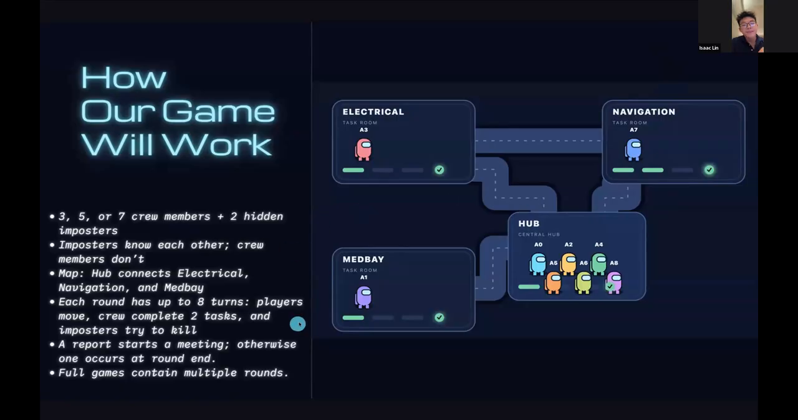The crew members have three options of what they can do. One is to do a task, one is to move to another room, and the other is to report a dead body. And the imposters have two options. They can either kill or move to another room.